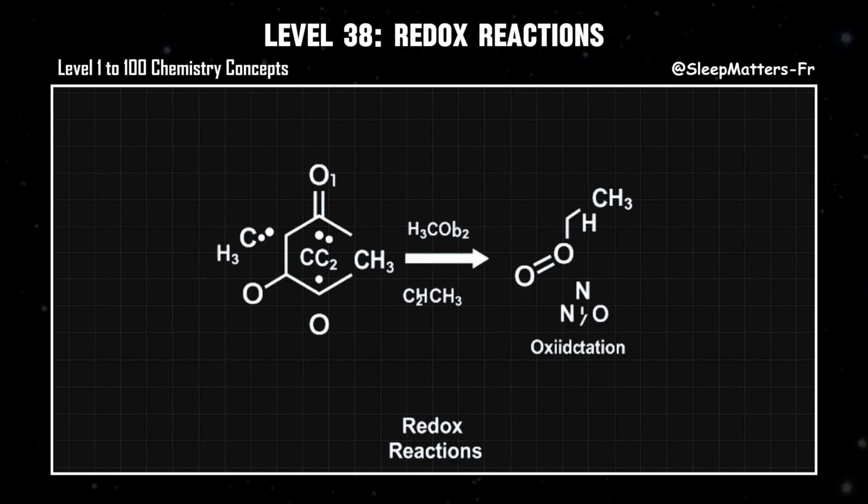Level 38. Redox Reactions. Redox reactions are about transfer. One substance loses electrons, another gains them. This movement of electrons is what makes the reaction work. Redox is short for reduction and oxidation. Reduction is the gain of electrons. Oxidation is the loss. They always happen together. If something is being reduced, something else must be oxidized. One cannot happen without the other. This is a rule of chemistry.